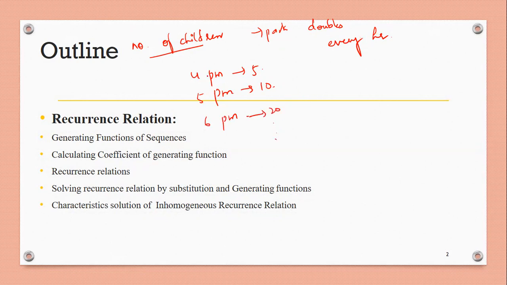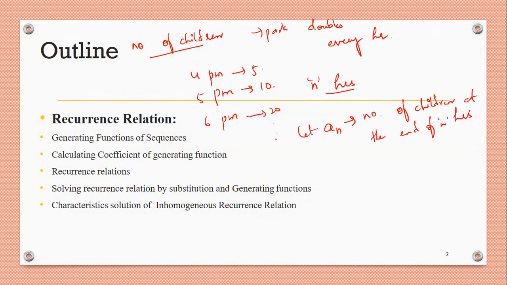So if a park begins with 5 children, how many will be present in n hours? After n number of hours, how many children will be present? To solve this problem, let a_n be the number of children at the end of n hours.